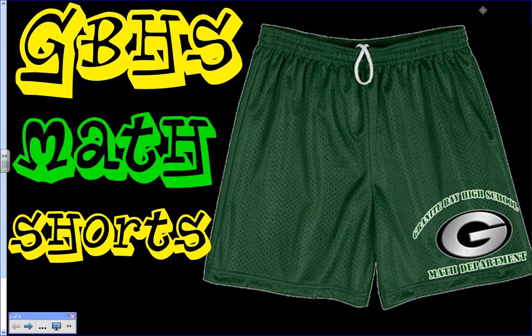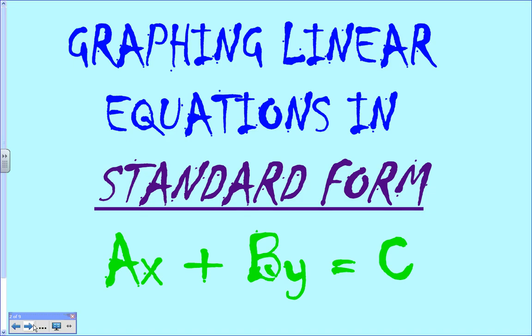This short is on graphing linear equations when the equation is in standard form. Standard form is ax plus by equals c. Typically we want a, b, and c to be integers, and typically we want a to be a positive value.